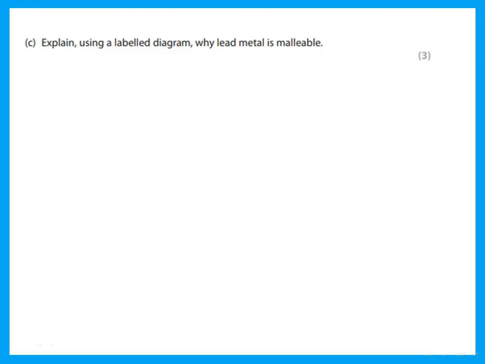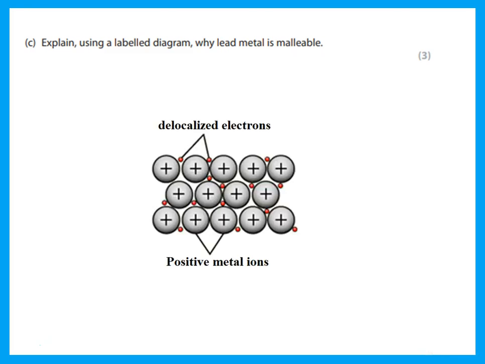Explain using a label diagram why lead metal is malleable. Remember, we said all metals are malleable. Why are they malleable? Because we said this is the structure of metals. Metals are solids, so they are regular rows, close packed. But each of them has 1 or 2 or 3 electrons in its outermost shell that it really doesn't want. So these outermost electrons are sort of floating around.